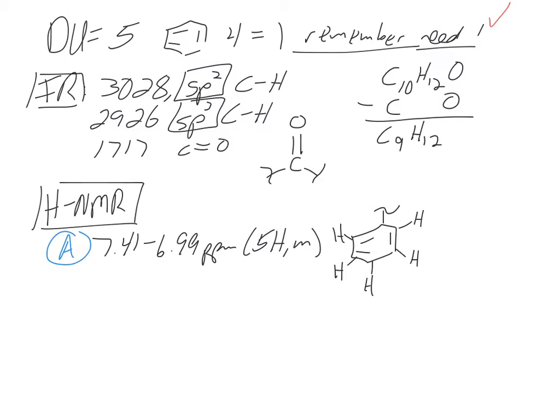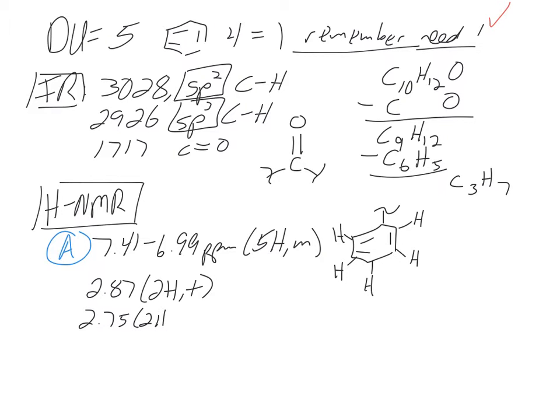So now we need to subtract what from our molecular formula? H5 and then 6 carbons. So now we have what? We have C3H7. Good? So now we have 3 other peaks left, right? So we start out with 4. So the other peaks we have left are 2.87, worth 2 H's, and it's a triplet. We have a peak at 2.75, worth 2 H's, a triplet. And then we have a peak at 2.11, worth 3 H's, and is a singlet.